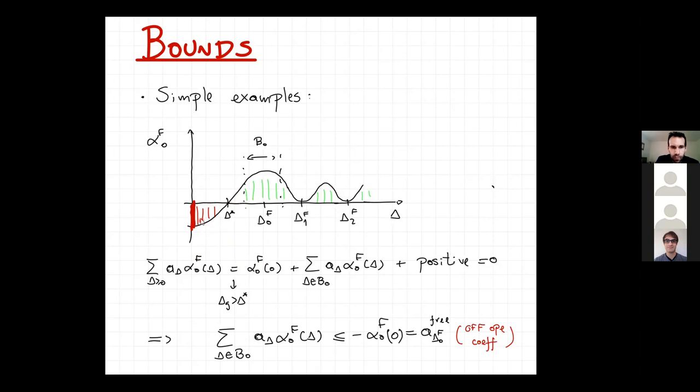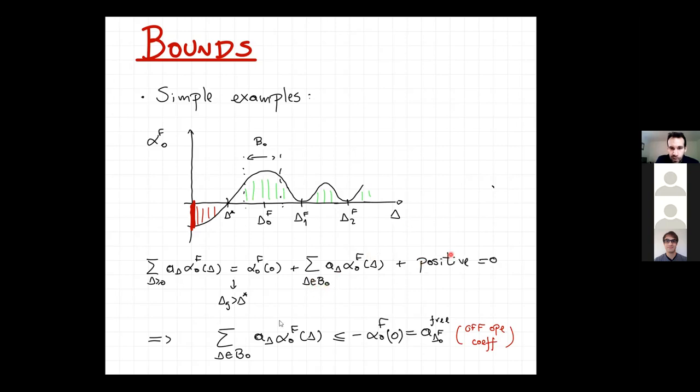Well, there's one contribution from the identity, which is always there. Then there's the contribution of some bin centered around delta zero F. You can pick this bin any way that you want. You can make it very small, you can make it very large, as long as it doesn't go into this negative region. So it's up to you, the size of this bin. And the rest of the contributions, they are all positive, right? Because they lie in this green region, okay?